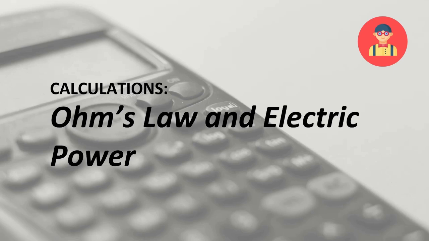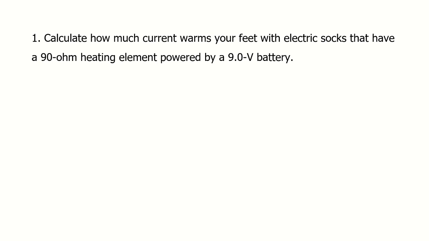Okay, in this next video, we are going to solve some problems involving Ohm's law and the formulas for electric power. Calculate how much current, so we are looking for I, warms your feet with electric socks that have a 90 ohm heating element. So 90 ohm, that's my resistance, powered by a 9-volt battery. So that's my power source, that's my voltage.